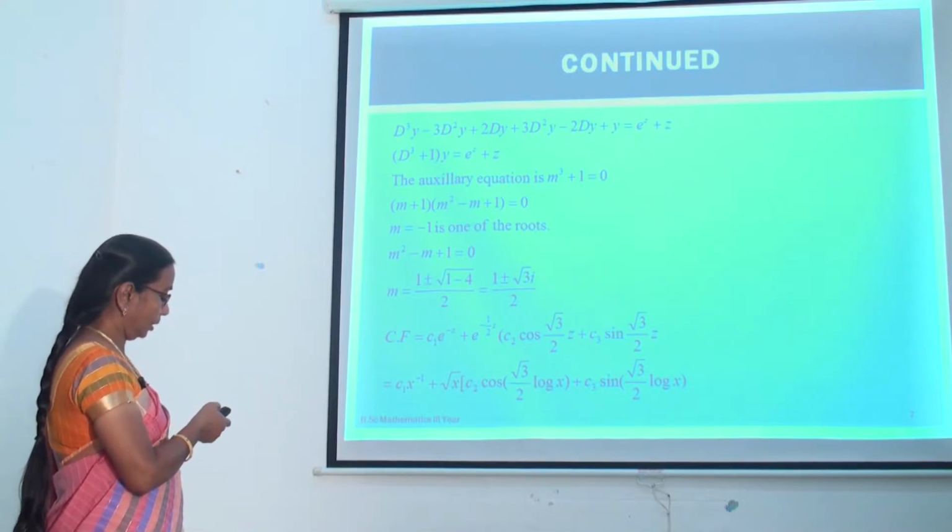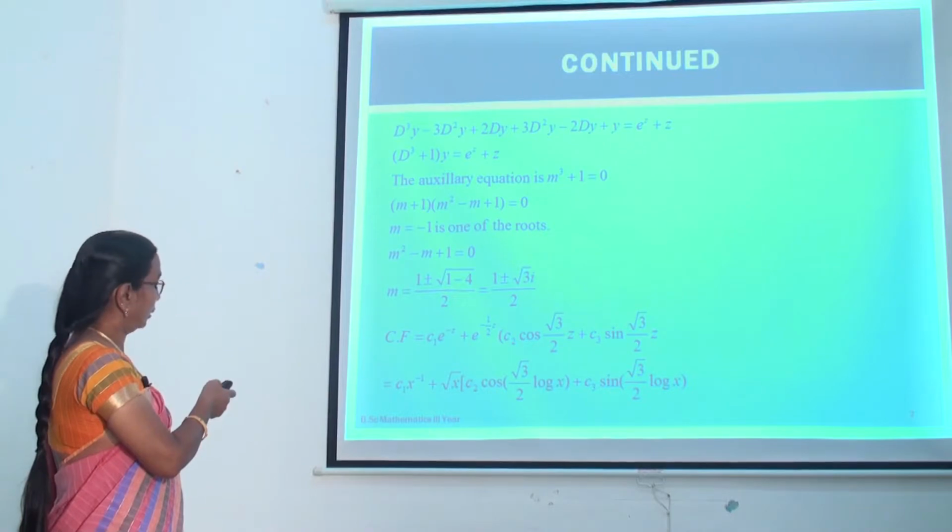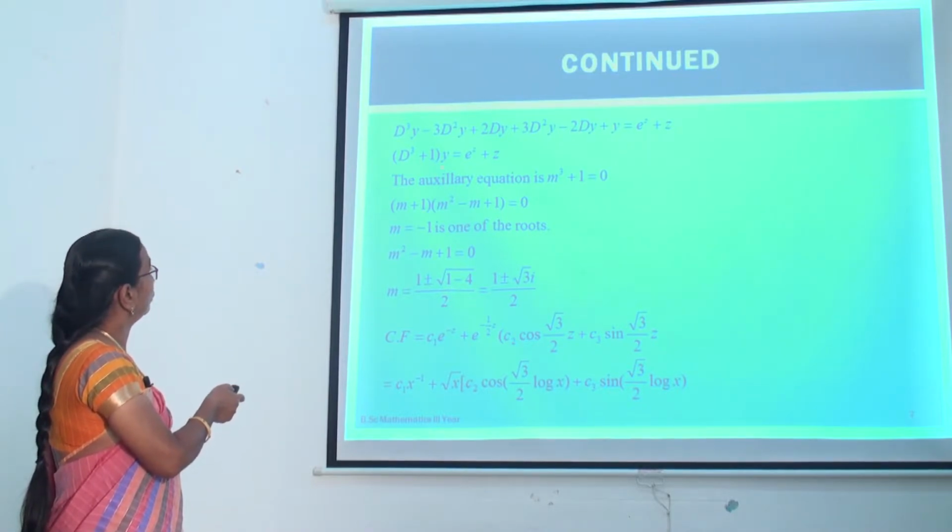So I have converted this differential equation with variable coefficient into what? A differential equation with constant coefficient. Here you will get only constant values. You won't get x term.